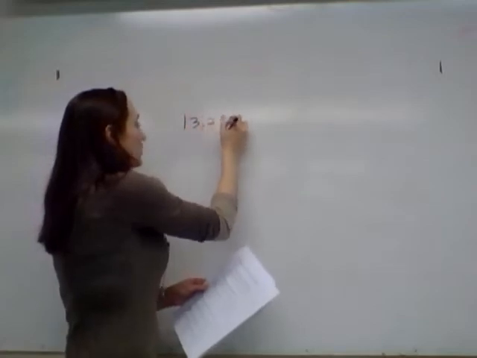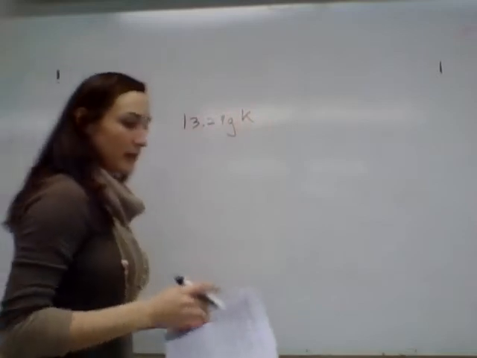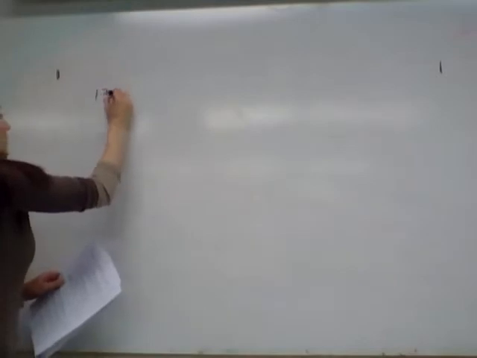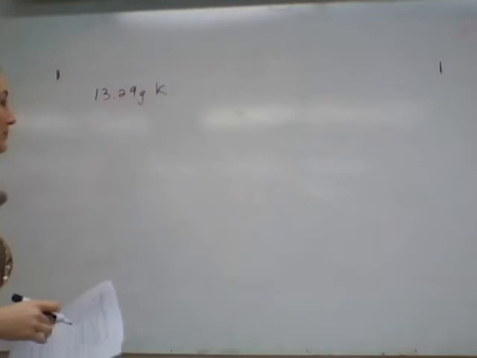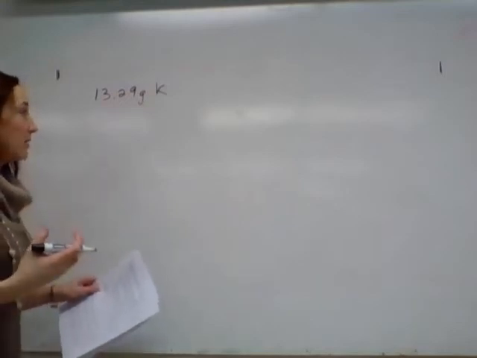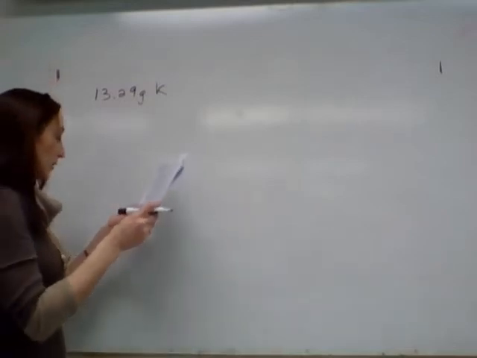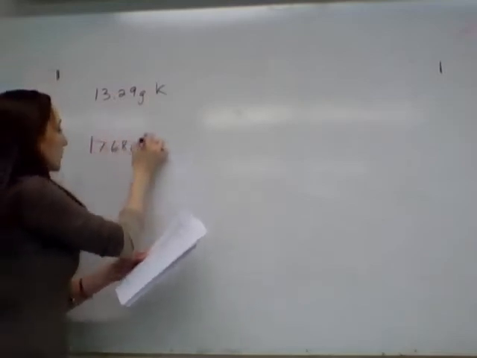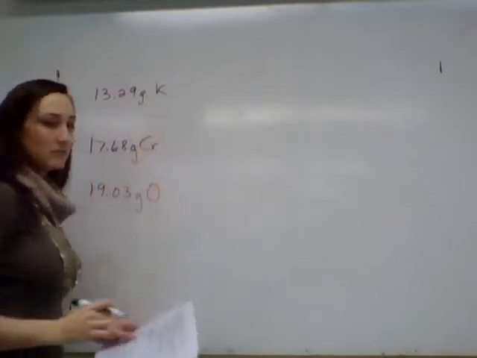So 13.29 grams. Labeling everything is very, very important. I'm going to start writing a little bit further over. 13.29 grams, and I'm labeling that as potassium because I need to pay attention to which elements I'm dealing with, because eventually I'm going to be trying to write a formula, and I need to know which molar masses to use and so forth. Okay, so 13.29 grams of potassium, I have 17.68 grams of chromium, and I have 19.03 grams of oxygen.